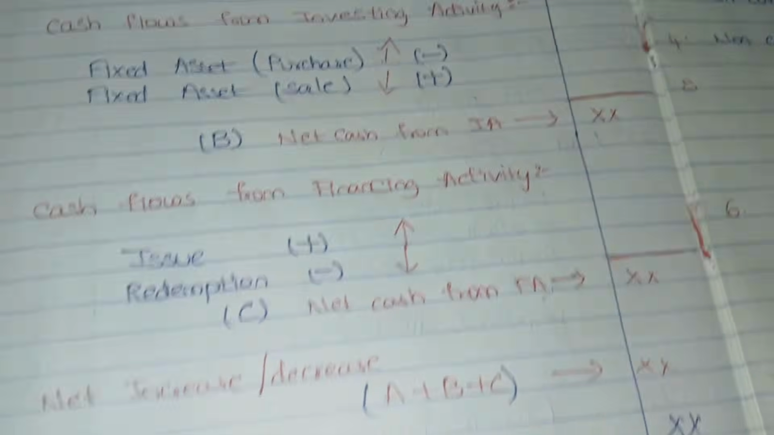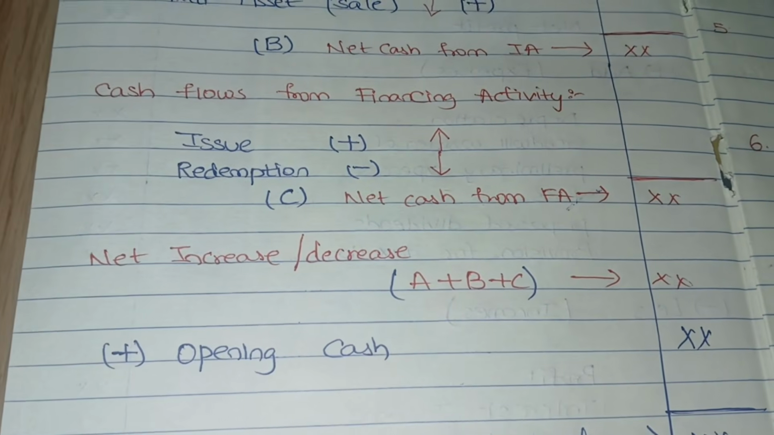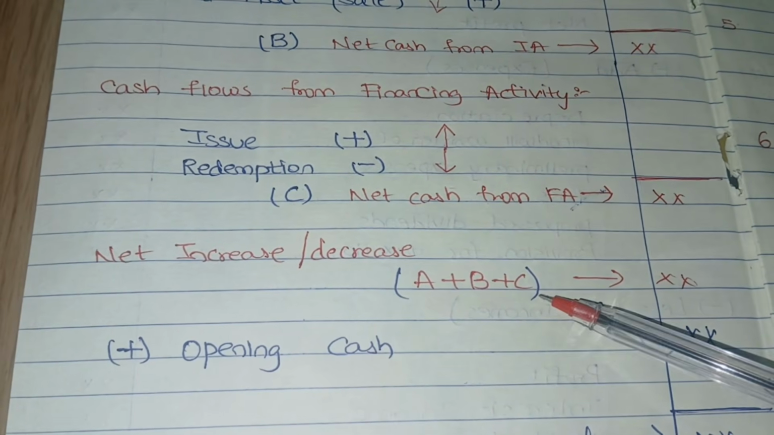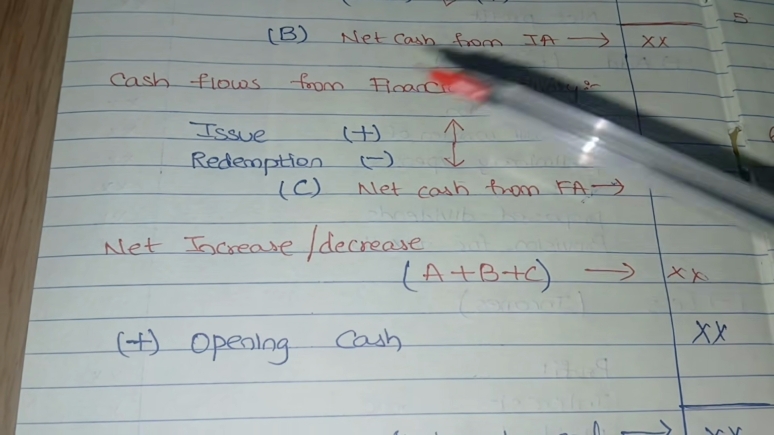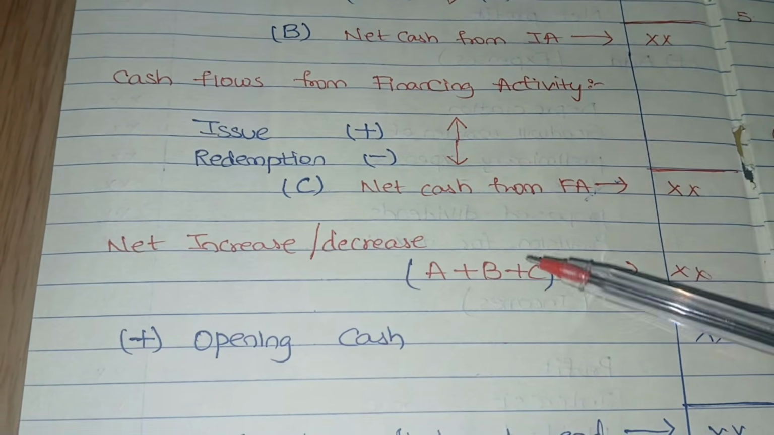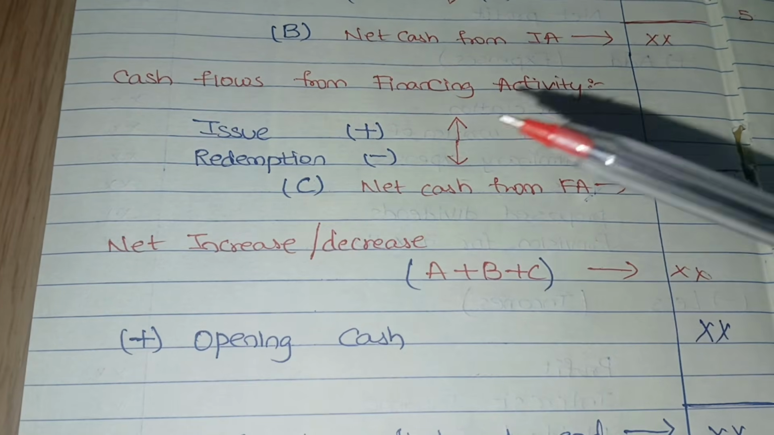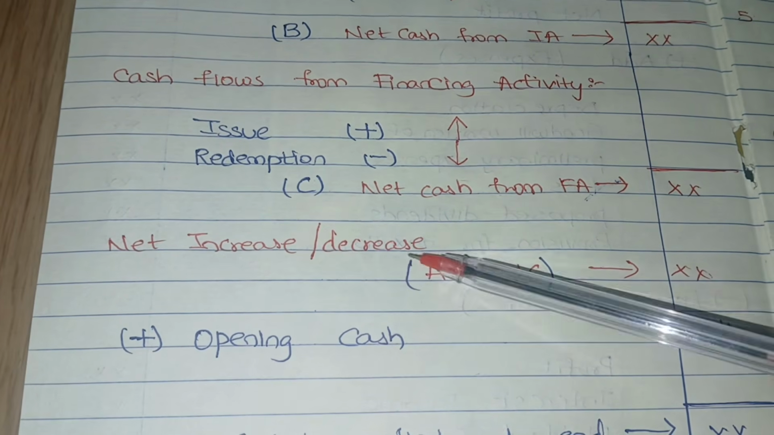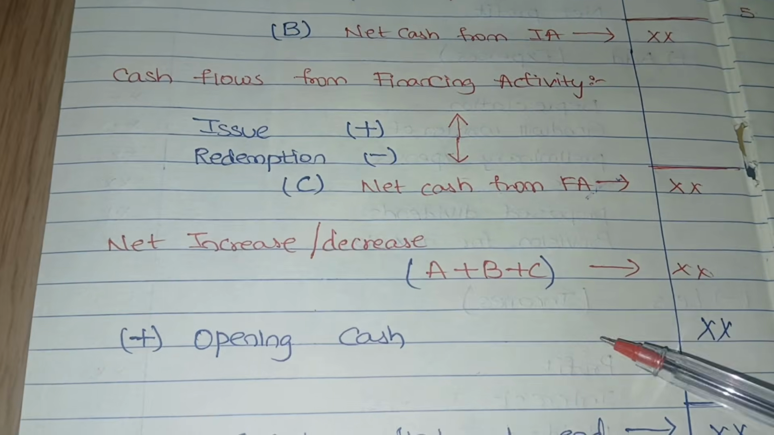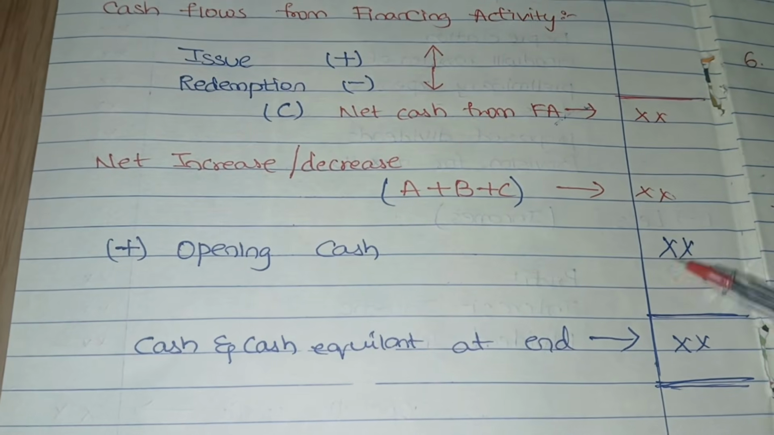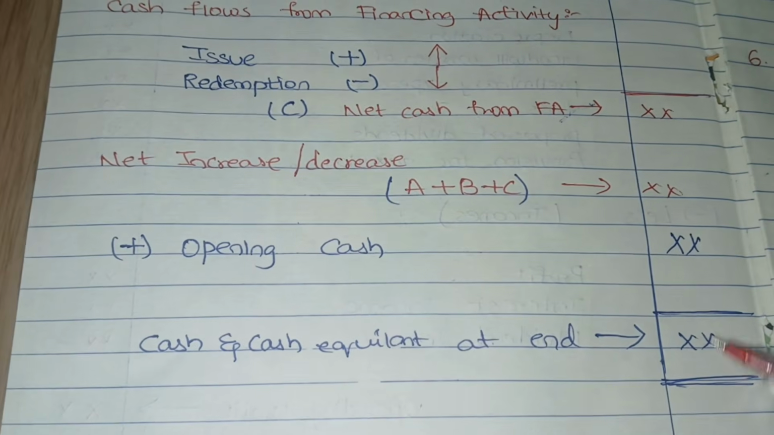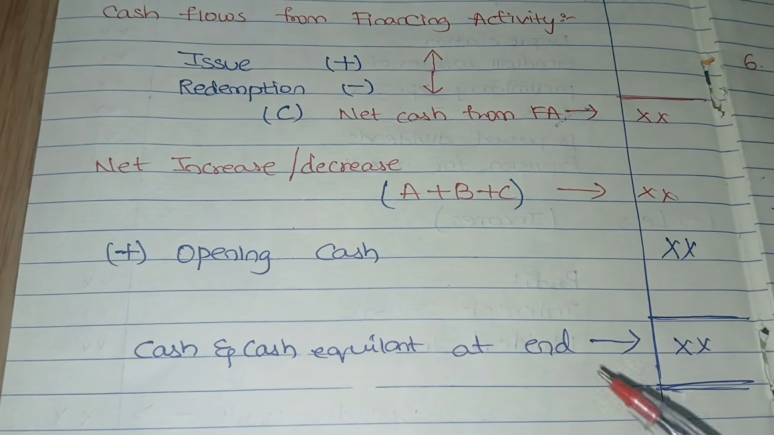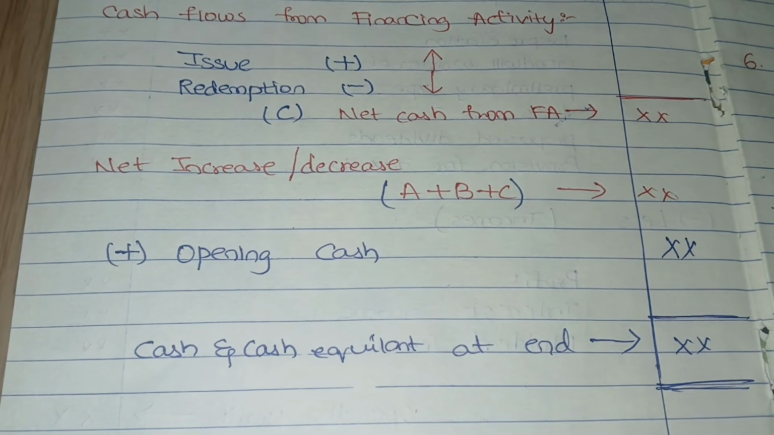After adding operating activities, financing activities and investing activities, if the amount is a positive value we call it a net increase. If the amount is a negative balance, it is called a net decrease. For that we need to add the opening cash. When you add the opening cash to the above amount, the amount should tally with the closing cash, that is cash and cash equivalents at end. So this is the proforma of the cash flow statement.